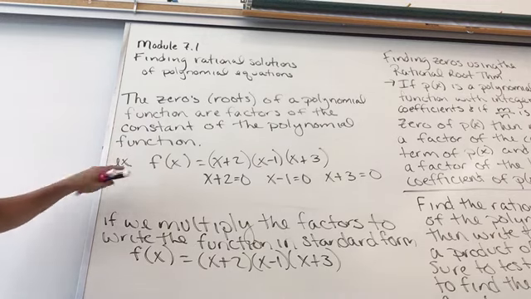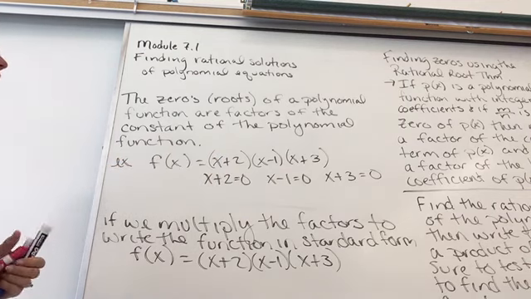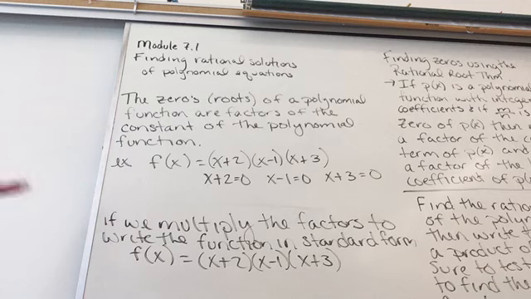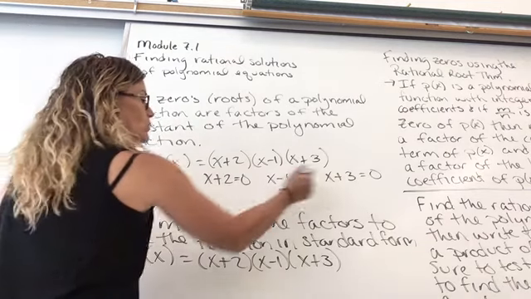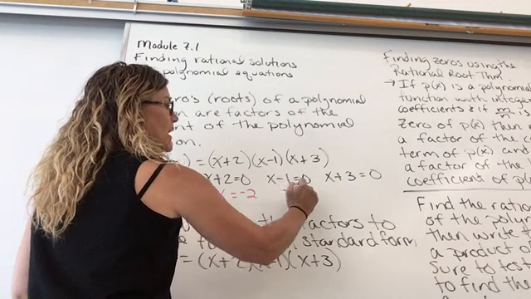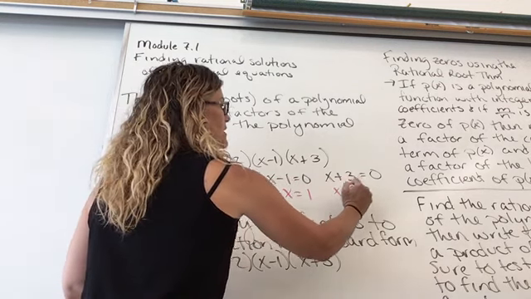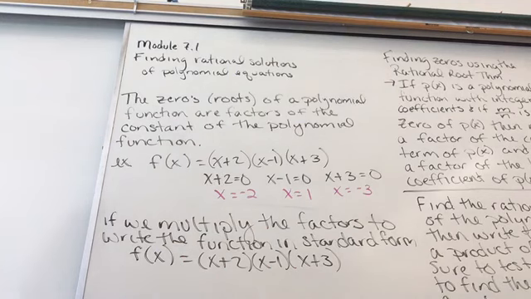what this is saying. So we have this example: if f of x equals x plus 2 times x minus 1 times x plus 3, we can use the zero product property to find the roots, to find the zeros, by setting each of these factors equal to 0 and solving it. So this would be x equals negative 2, x equals 1, x equals negative 3. Because remember, we do the opposite to move it across that equal sign.